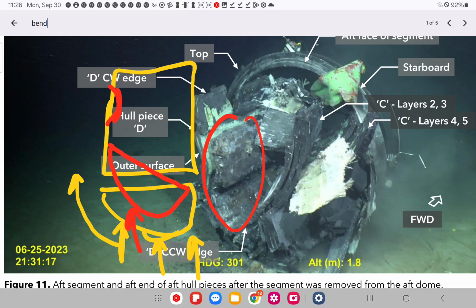How can I prove it does that? Right here is where it was connected in the interface ring. Remember, there's an interface ring with that.